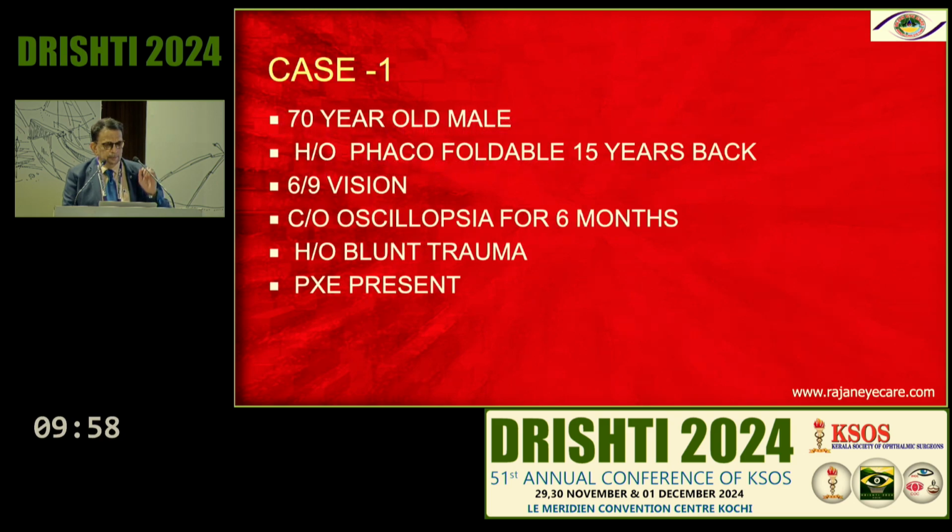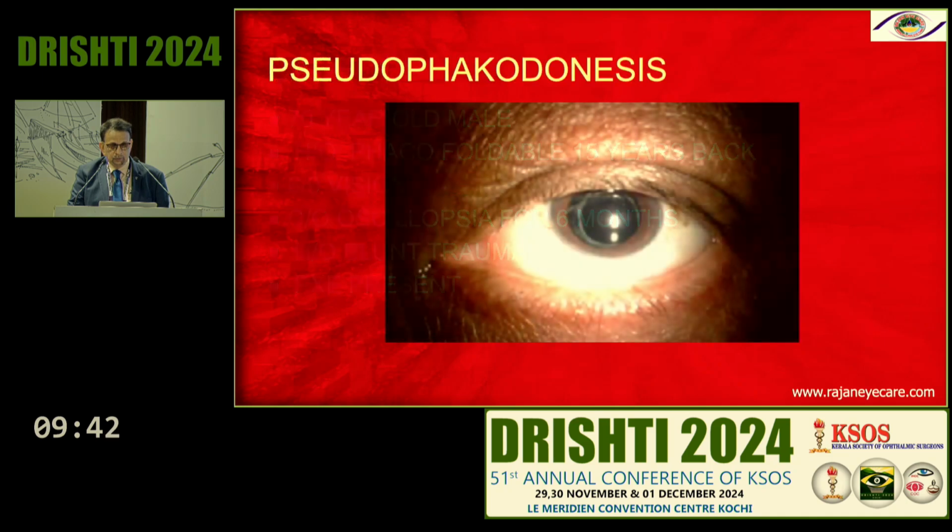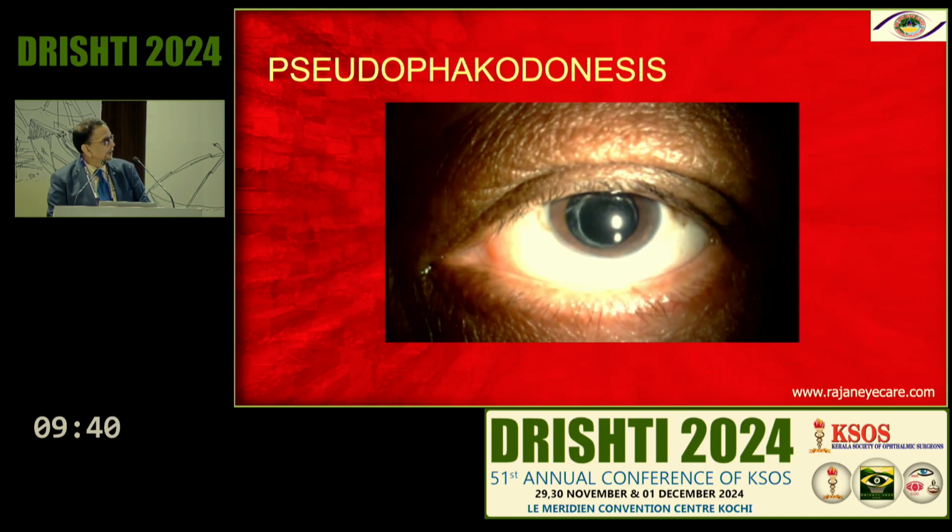This is a 70-year-old male. I'll give you some case scenarios. Phaco-foldable 15 years back, 6/9 vision, and complaints of oscillopsia. Oscillopsia, as if everything is moving, as if he has taken a couple of pegs of whiskey. History of blunt trauma and there is pseudo-exfoliation. You can see how it is moving around in the eye.